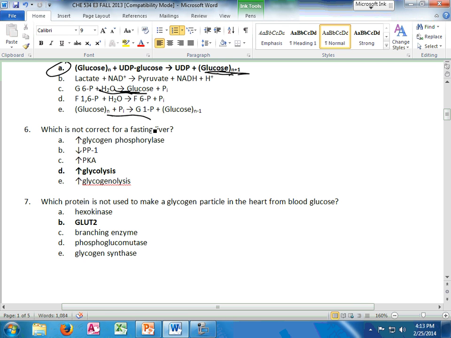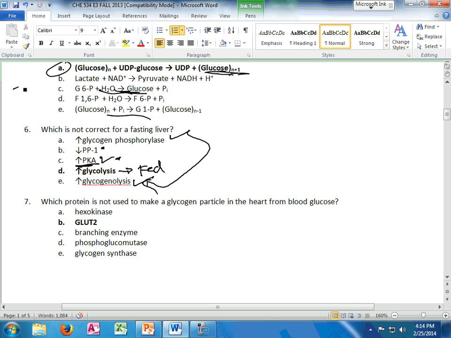Which of these is not correct for a fasting liver? Glycolysis. Remember, glycolysis happens in the fed state. That's unit 3, fed state, insulin. Fasting liver, you are going to start getting rid of your glycogen stores because you have epinephrine and glucagon causing PKA. You will have insulin down because this is up. And glycogen phosphorylase is the one that's doing the degradation.